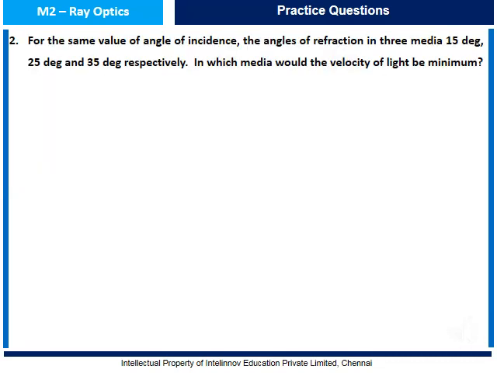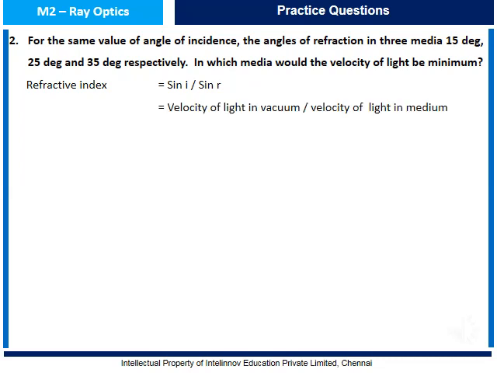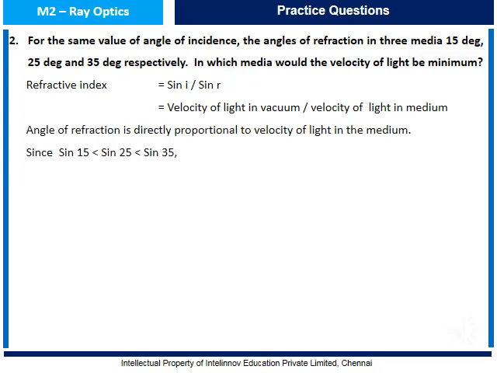Question number 2. For the same value of angle of incidence, the angle of refraction in three media are 15 degree, 25 degree and 35 degree respectively. In which media would the velocity of light be minimum? We know refractive index equal to sin i by sin r, which is equal to velocity of light in vacuum by velocity of light in medium. So angle of refraction is directly proportional to velocity. Since sin 15 degree is less than sin 25 degree, which is less than sin 35 degree, the velocity of light in the medium where theta equal to 15 degree is lesser than that in 25 degree, than that in 35 degree.